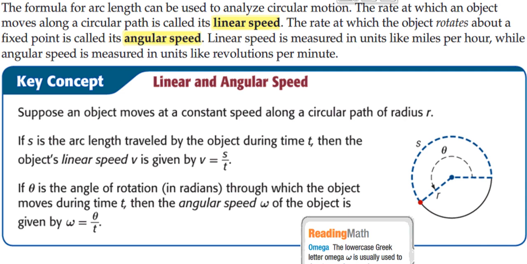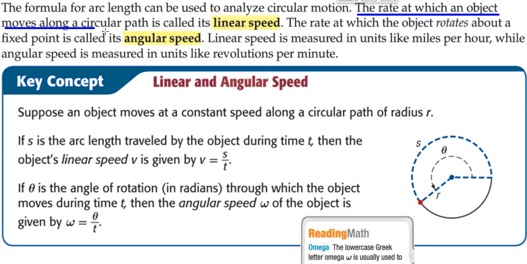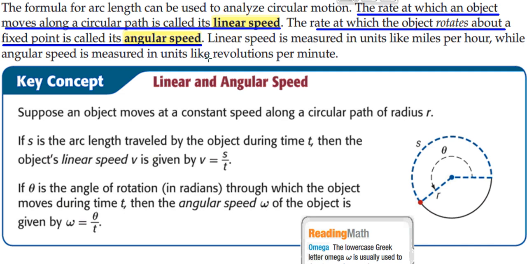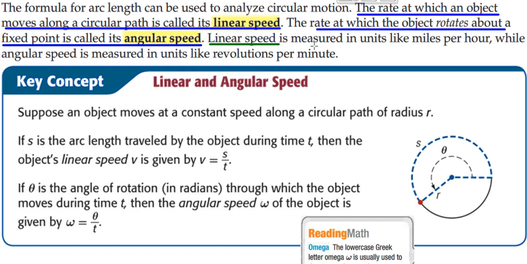Now, the next part is about linear and angular speeds. I know this lesson is getting long, but I am just going to forge ahead, and then I will try to break things down a little bit as time goes on. The rate at which an object moves along a circular path is called its linear speed. And the rate at which an object rotates about a fixed point is called its angular speed. Linear speed is measured in units like miles per hour, whereas angular speed is measured in units like revolutions per minute. So just something to be aware of.